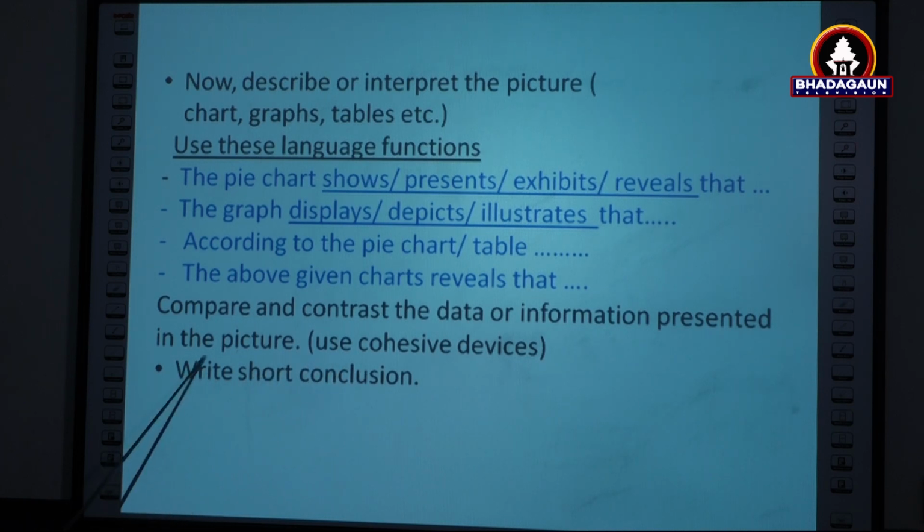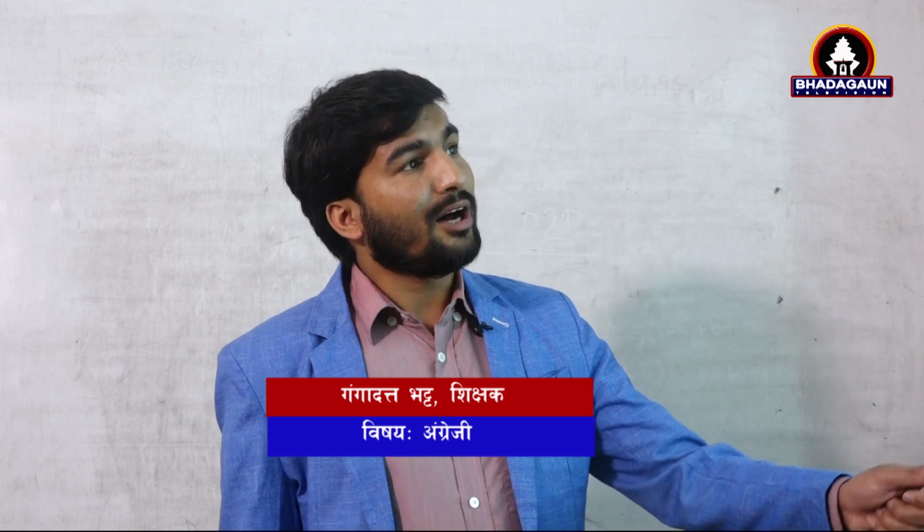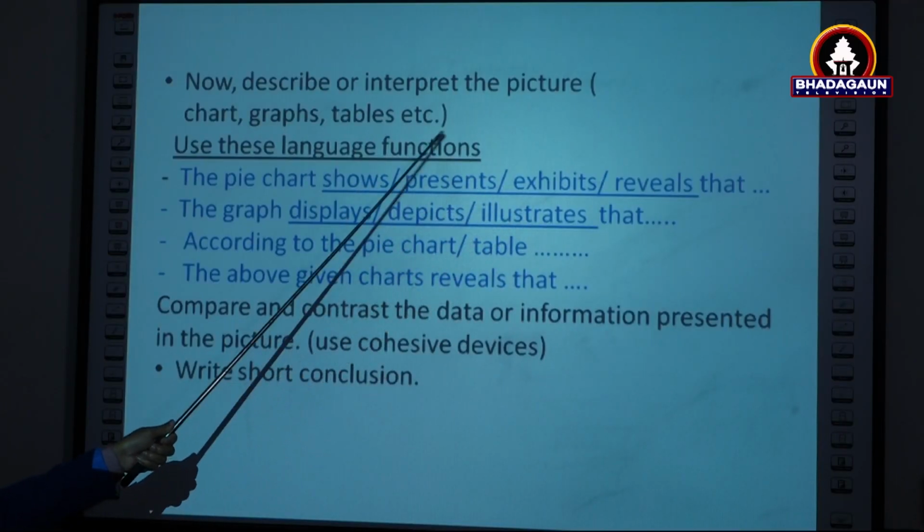This is optional also. If you think so, based on the data and information presented in the picture, you may write your own view also. That's the short conclusion you may present at the end. Basically we have four things. There will be a title, and in the first paragraph we will have 2 or 3 sentences, on the surface, what you see and what the picture is about. The language functions we have already discussed.